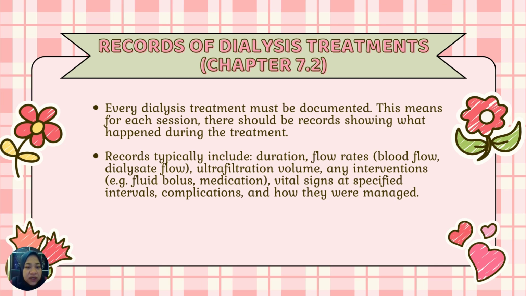In chapter 7.2, records of dialysis treatments. Every dialysis treatment must be documented. This means for each session, there should be a record showing what happened during the treatment. Records typically include duration, flow rate, which is blood flow or dialysis flow, UF volume, any interventions, for example fluid bolus or medications, vital signs at specific intervals, complications, and how they were managed.